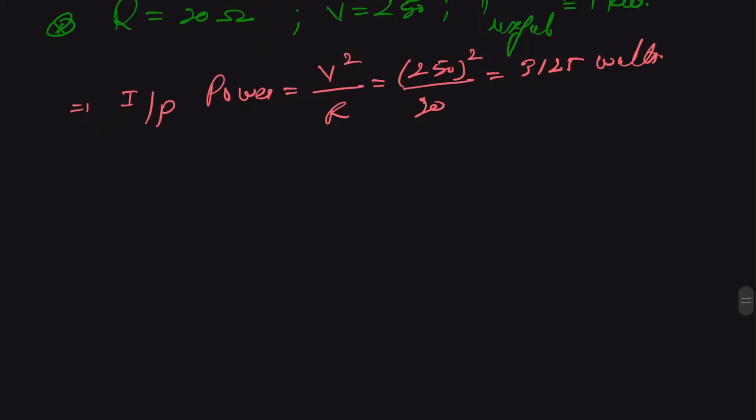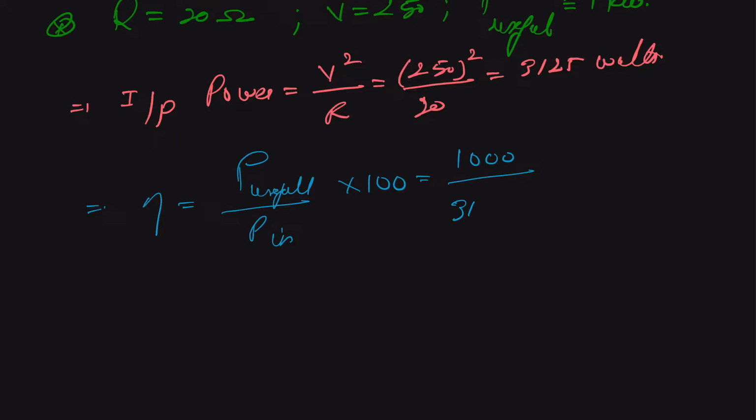Therefore we can say that our efficiency will be equal to useful power divided by input power times 100. This comes as 1000, 1 kilowatt, over 3125 multiplied by 100, which comes approximately as 32%. Next question.